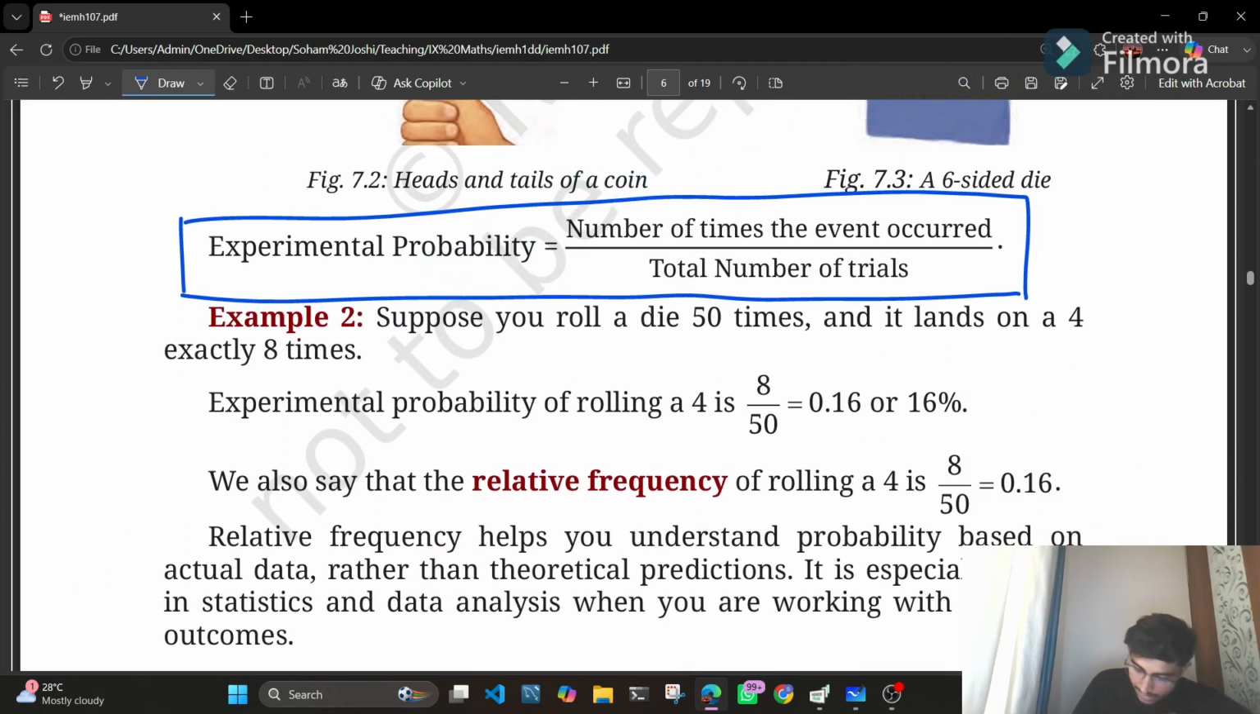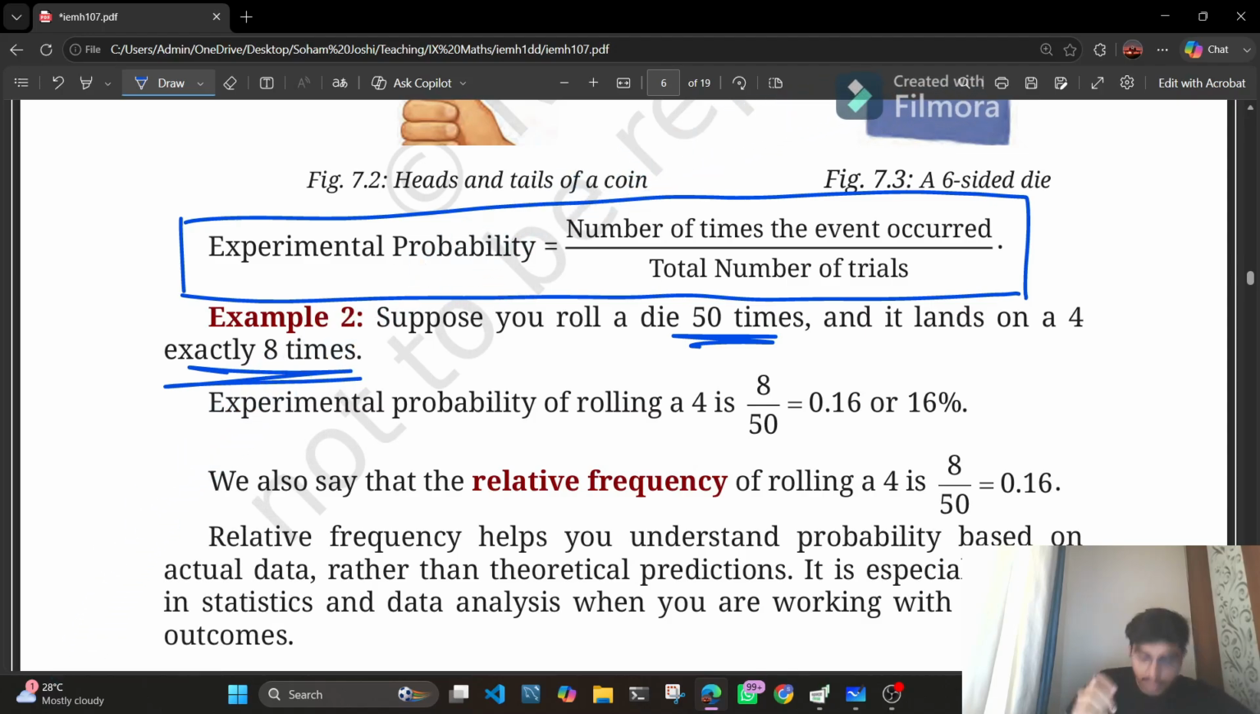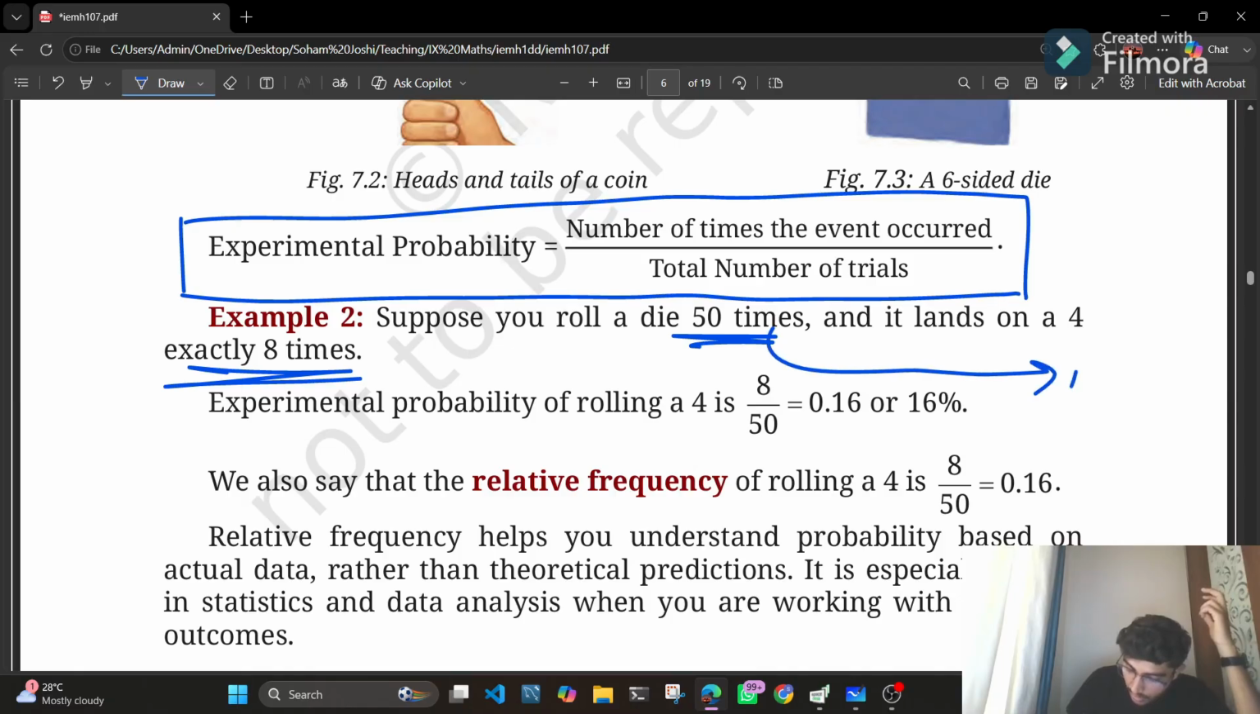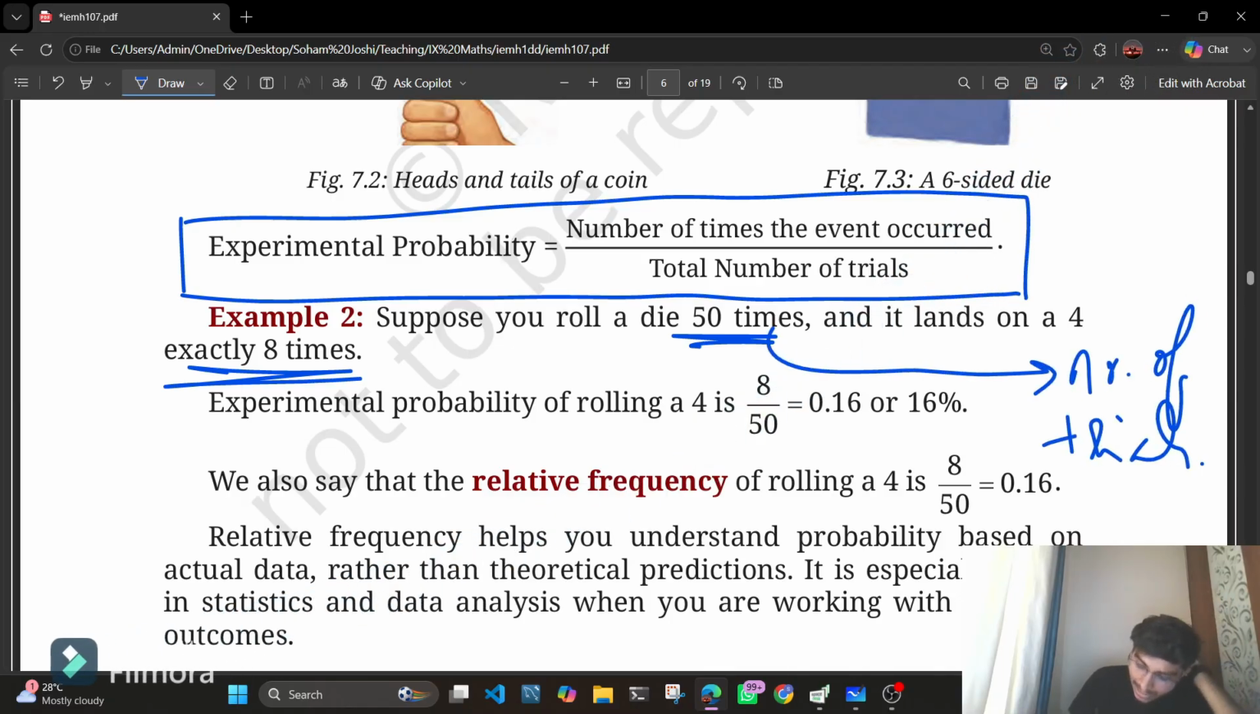Okay, let's take another example. Suppose you roll a die 50 times and it lands on 4 exactly 8 times. Here, we are given the total number of trials. The die is rolled 50 times, so the number of trials is given. And it lands on a 4 exactly 8 times.